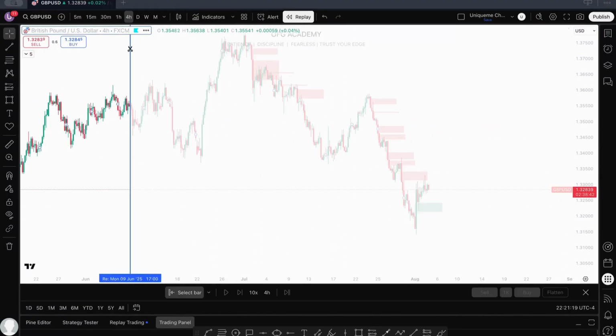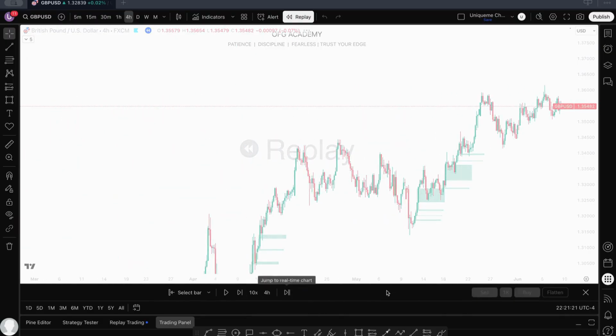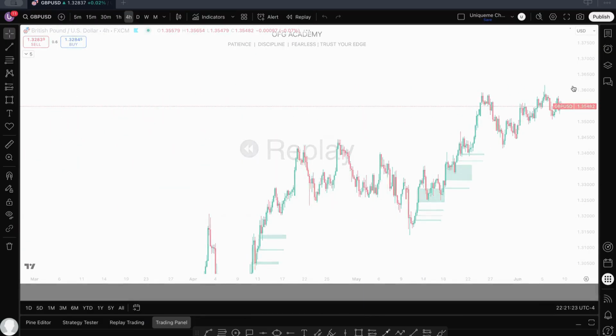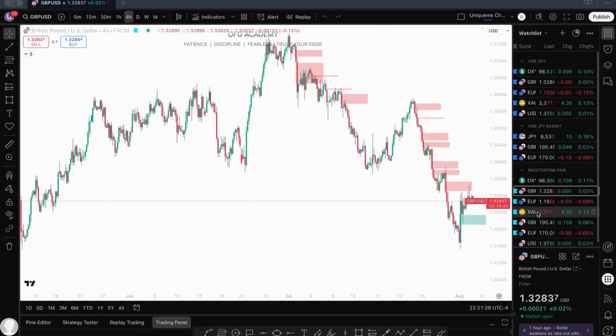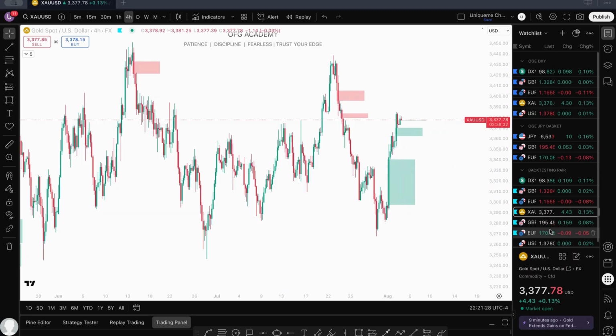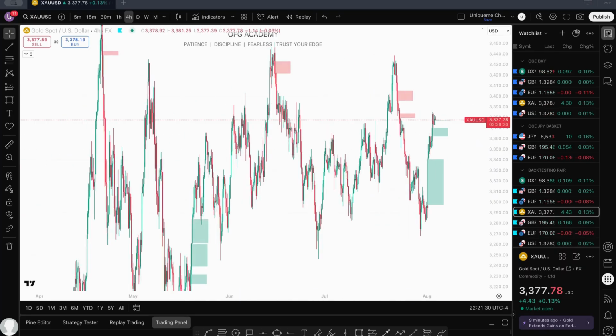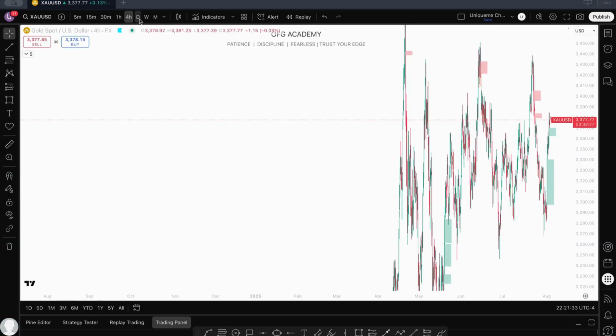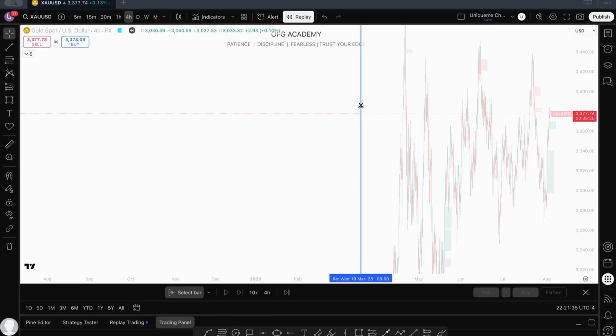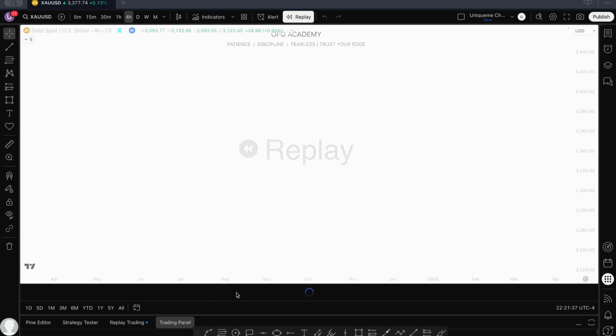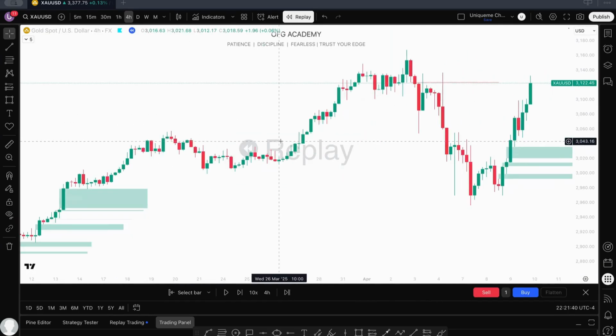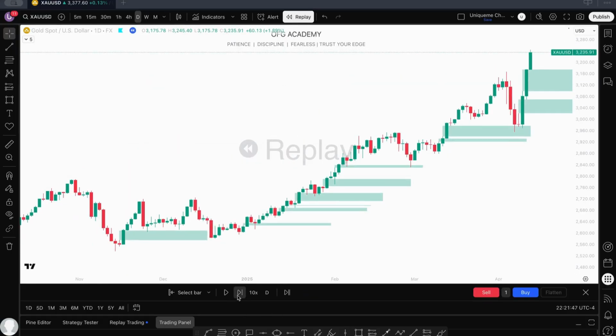I want to see if this can do a replay. Don't know what's wrong with my TradingView. Okay, let me use gold as an example, or gold is okay for me. I'll do the same thing on gold. Let me try and delete some and see if we can do a replay. I don't know what's wrong with my TradingView. That's weird.